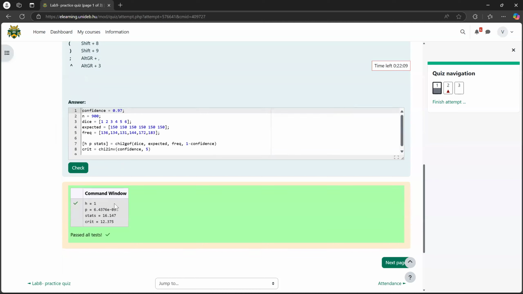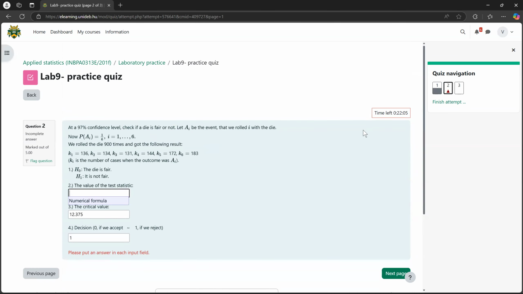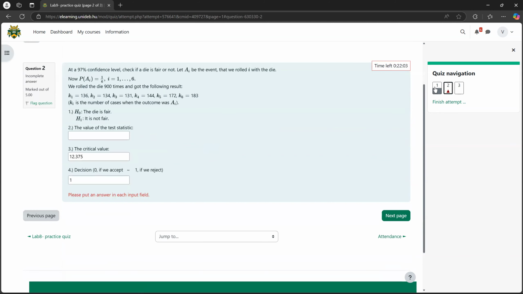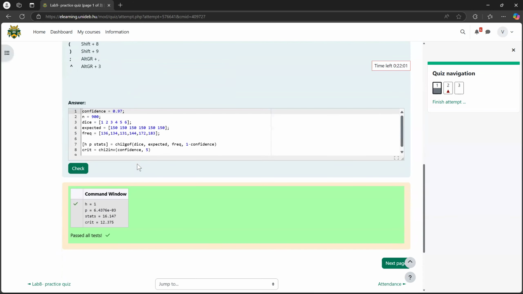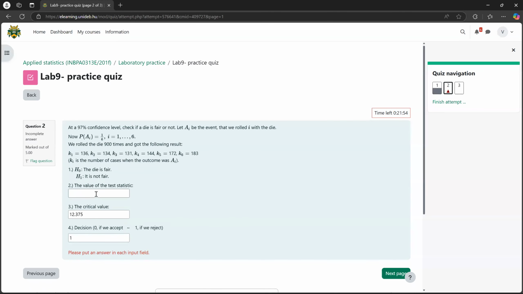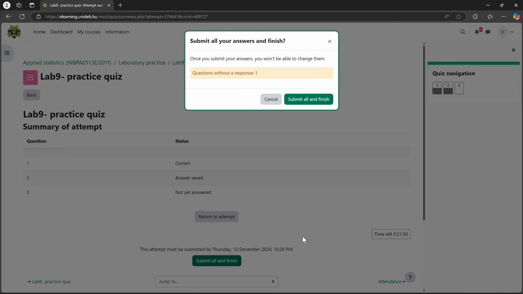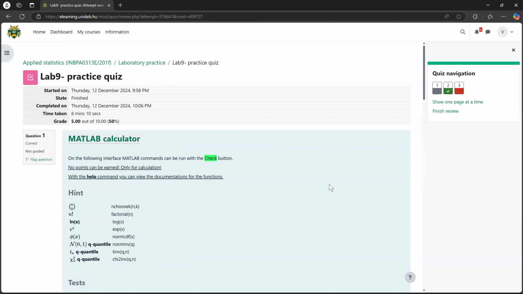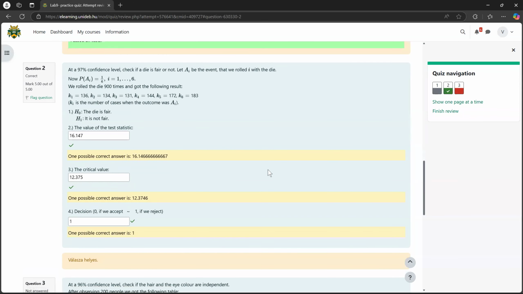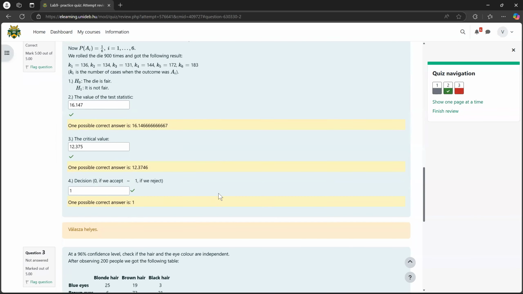What is the decision? Decision will be H. H is 1, which means it's rejected. The value of the test statistic, which will be here, is 16.147. And now we just finish the attempt and see if it's correct. Yep, it's all correct. So that is the first part of lab 9.